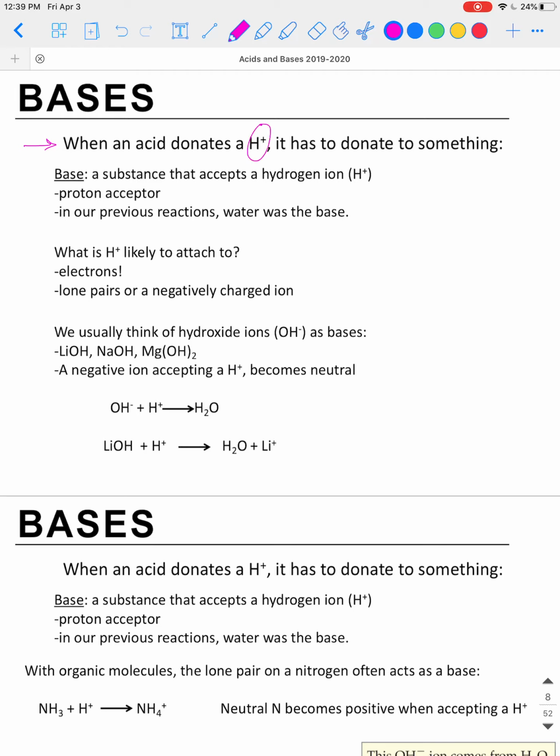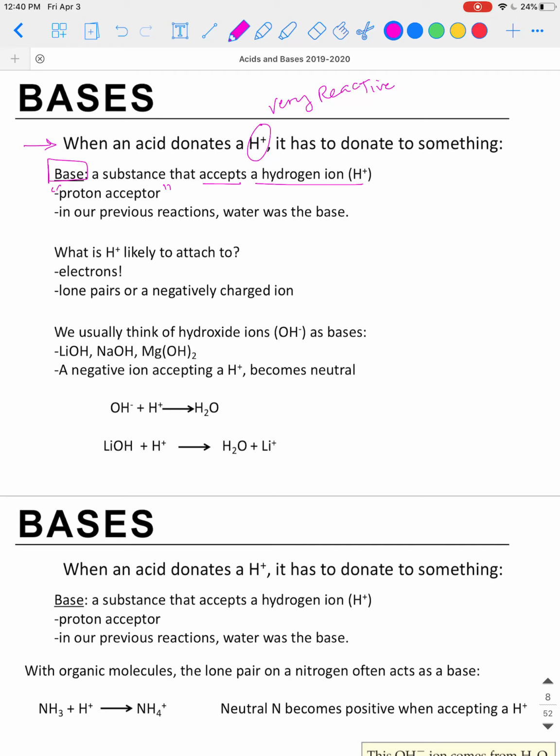I'm going to read this first statement up here. When an acid donates a hydrogen, it has to donate to something. This hydrogen is very reactive. It's usually not going to be found floating around by itself. It's going to join up with something. And that something is going to be what we call a base. It's a substance that accepts a hydrogen ion. So we nickname it a proton acceptor.